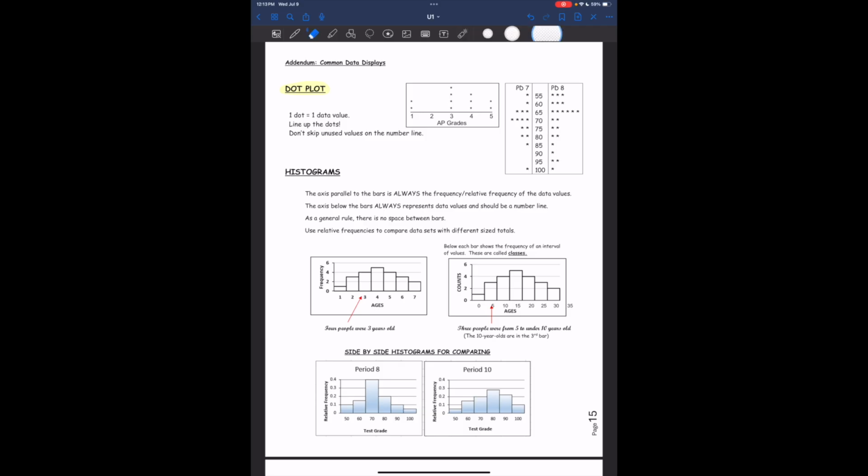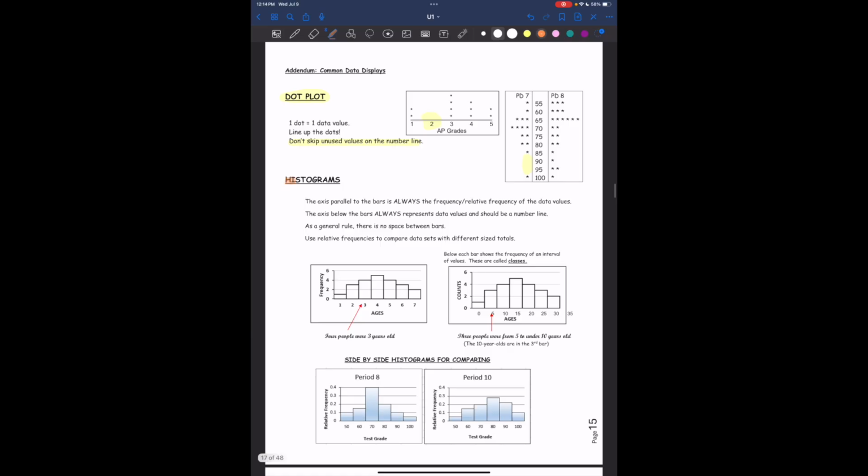One thing that people typically do mess up on is that you don't skip unused values. So for instance, you'll see here, there are no 2's. That helps you to see how spread out things are. Same over here, if you're using your number line, you leave unused ones, it helps you to see the spread.